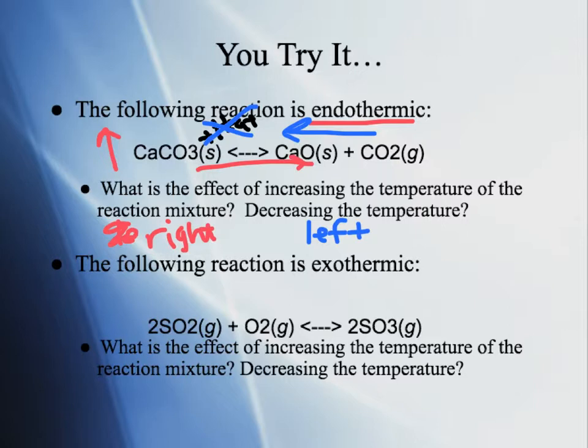Now, the second one that you are going to do is an exothermic reaction, so that means heat is on this side as a product. Take a few minutes to figure out what's going to happen. Which way is it going to shift if you increase the temperature versus decrease the temperature?